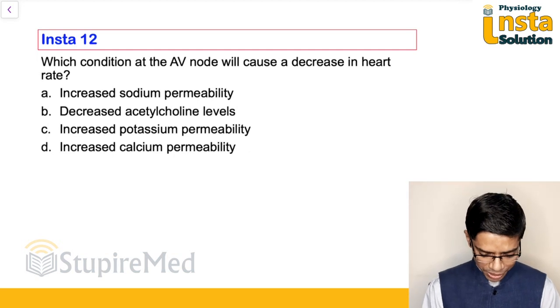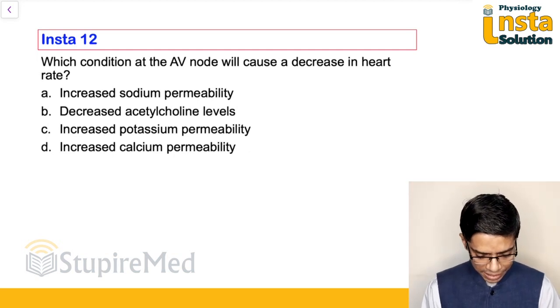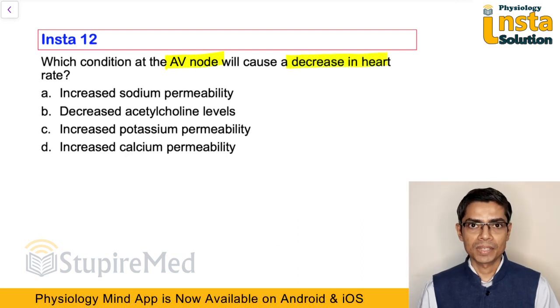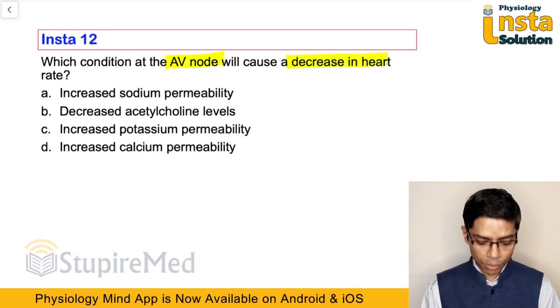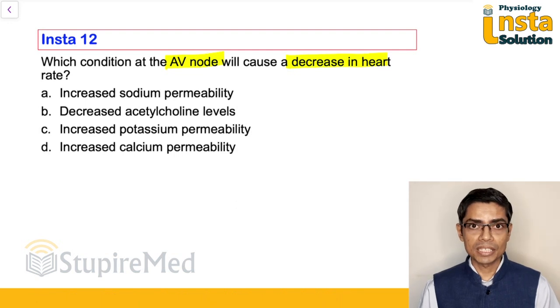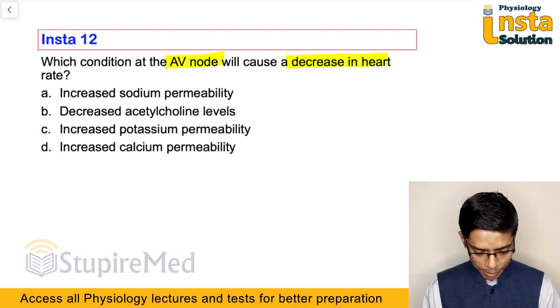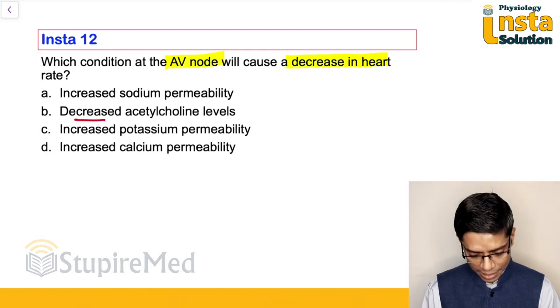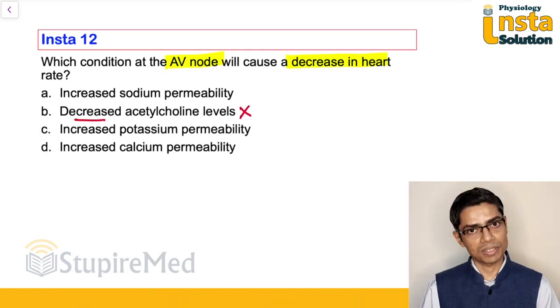If you look at the question, they are asking which condition at the AV node will cause a decrease in heart rate. Decrease in heart rate means we know that parasympathetic stimulation causes a decrease in heart rate by increasing the acetylcholine at the level of nodal tissue. But in option B, it is given decrease in acetylcholine level. So we can easily rule out this option first.